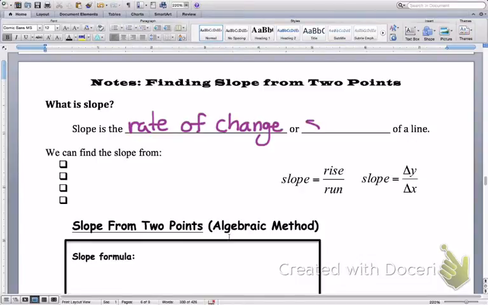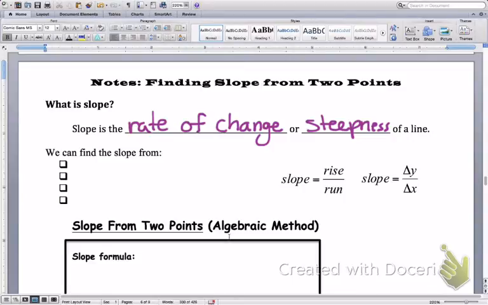Or you can just think of it as the steepness of the line, meaning the angle of the line. So how steep is it in terms of like a hill or a mountain? How much of an angle does that hill have? How difficult would it be to go up and down?